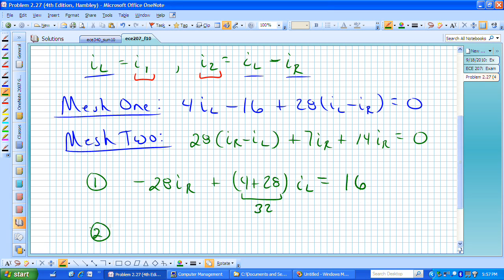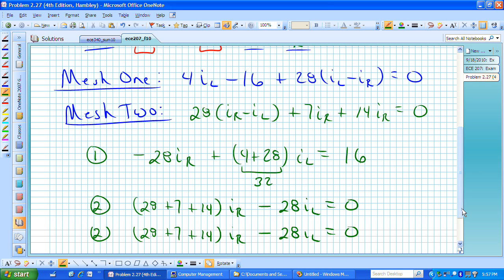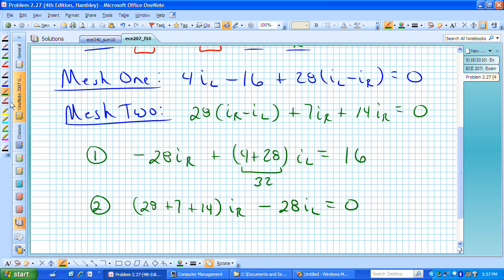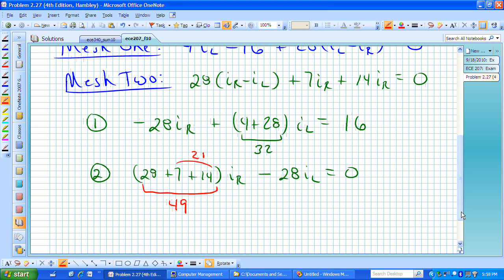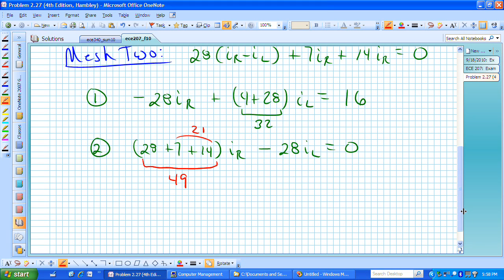The second equation is going to come from our second mesh. That's 28 plus 7 plus 14 I sub R minus 28 I sub L is equal to 0, where this particular coefficient is now 21 and 28, or 49, and that's now our set of two equations in the two unknowns, I sub R and I sub L. And we could solve these in your favorite way or using your favorite approach.